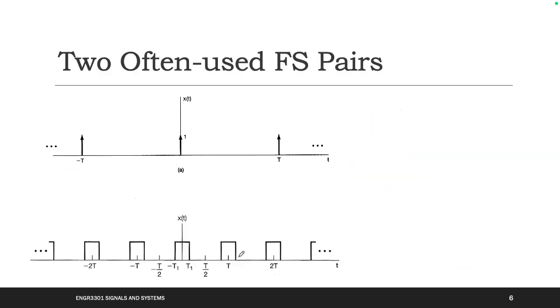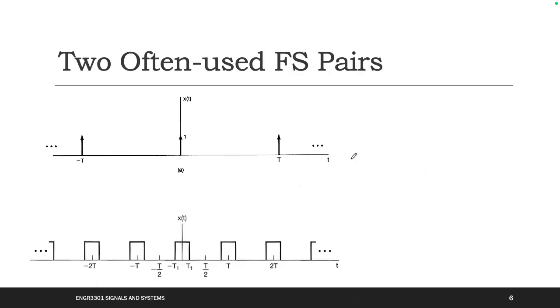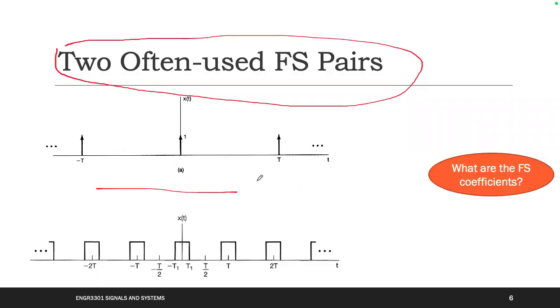Okay, and here we want to talk about some examples to let you understand the differentiation property and the integration property. And before we talk about the examples, we talk about two often used Fs pairs. Yeah, you can see this signal. What are the Fs coefficients for those two signals?